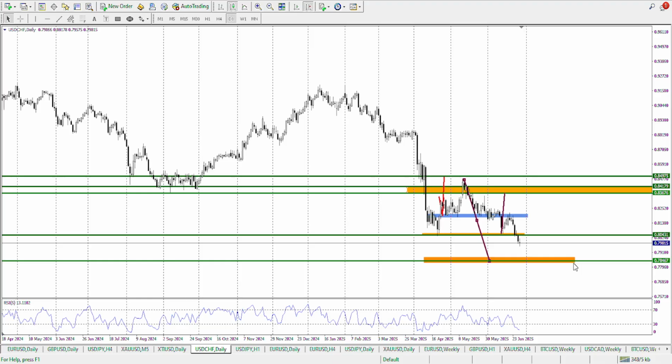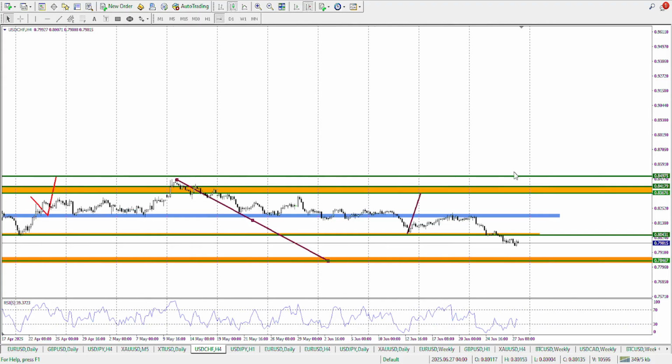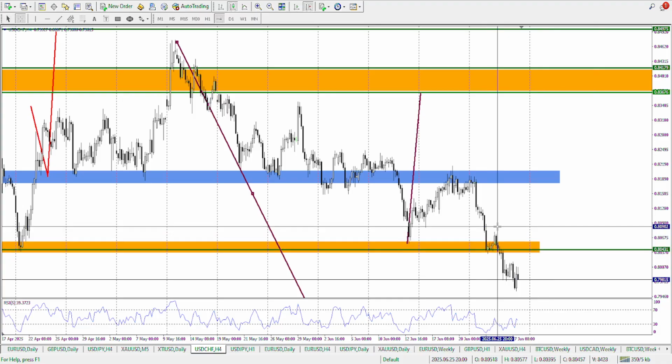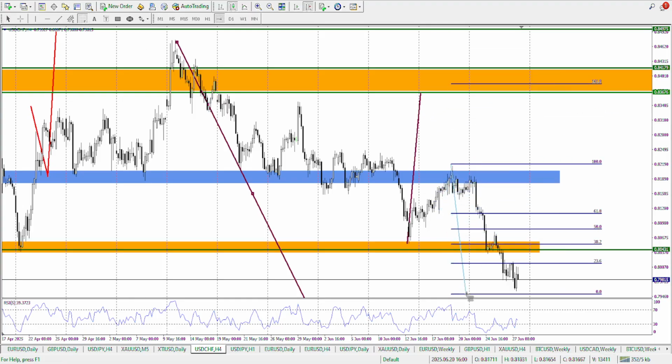Or one can just wait till this zone of 0.78467, and let's see, because in the upcoming week on the H4, further selling opportunity can be near 0.8042, with proper stop losses obviously. And if it's going for a Fibonacci, the Fibonacci should be showing something like this.